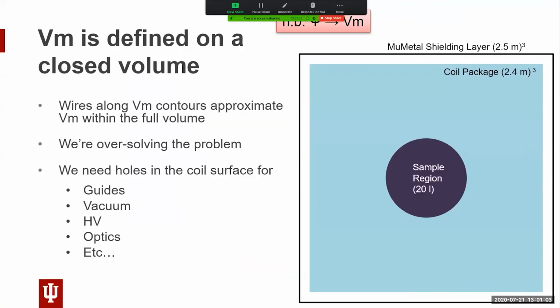And so here, the scalar potential is defined across this entire closed volume. But that's really over-solving the problem that we have, because we only care about our field uniformity in the central sample region. Furthermore, we need holes in the coil surface for our guides, for our vacuum systems, for high voltage, for optics, so that we can actually build an experiment that we can access and read out from.